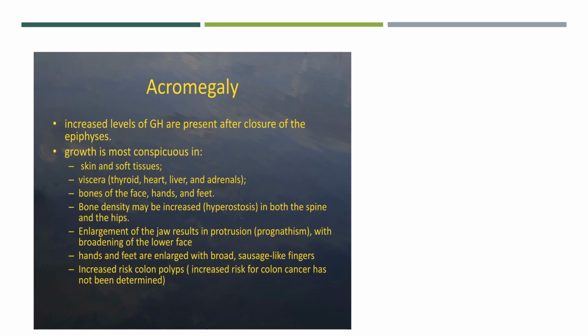Now some conditions where growth hormone secretion is excess or less. Acromegaly is a condition where there is an increased level of growth hormone, but it happens in adults, that is after closure of the epiphysis. As the epiphyseal closure is done, linear growth of the bones is not possible. Instead, there will be growth of the skin and soft tissues, growth of the viscera, bones of the face, hands and feet, and bone density may be increased. Enlargement of the jaw results in protrusion, prognathism with broadening of the lower face. Hands and feet are enlarged with broad, sausage-like fingers, and there is increased risk of colon polyps.